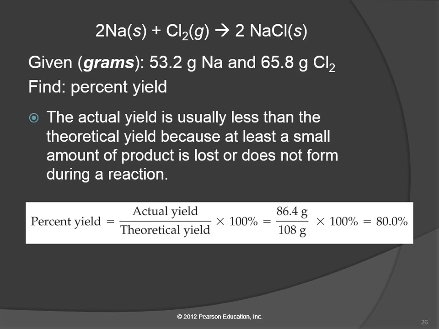What would that correspond to in pancakes? Maybe you got tired of making pancakes, right? And so you had some batter left, but you just didn't bother to fry it up. Then your actual yield is less than your theoretical yield. Here's the equation for percent yield. We've used this in lab already. It's the actual yield divided by the theoretical.